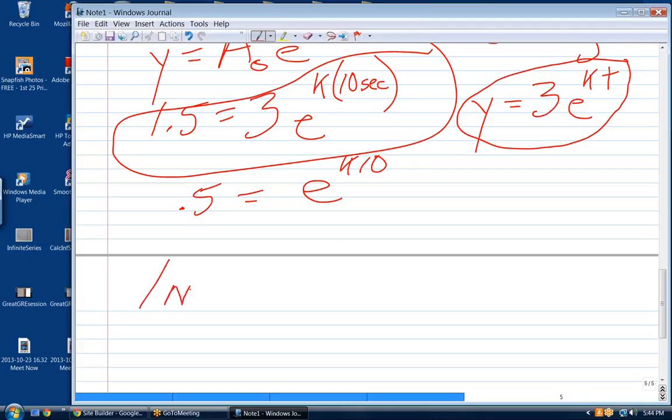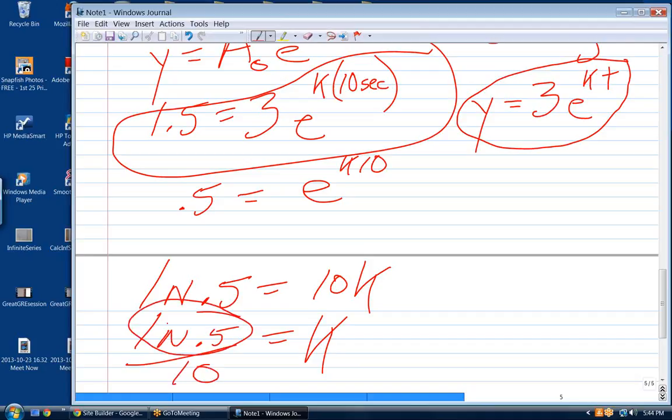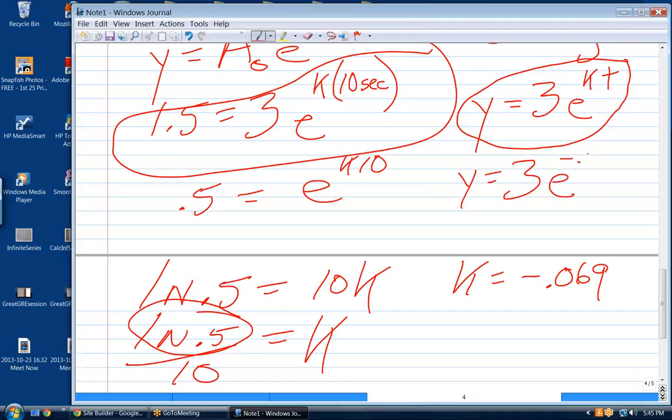Okay, so now if I take the natural log of both sides, logs of numbers between 0 and 1 are always negative. Doesn't matter if it's natural log or what, but go ahead and look up the natural log of 1/2. It's negative 0.69. So divided by 10, it's what? Negative 0.069. So there's k. So now let's rewrite the specific equation. y equals 3e to the negative 0.069t. Now with this equation, you can tell how much of that stuff's going to be left at any point in time.